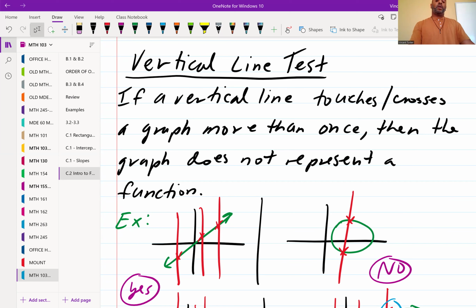All right. So last class we did graph linear equations. If I were to take a vertical line, no matter where I draw the vertical line, it's only going to touch the linear equation once. So that does represent a function. If I see a circle and draw a vertical line through the circle, it's going to touch it twice. So that circle does not represent a function.